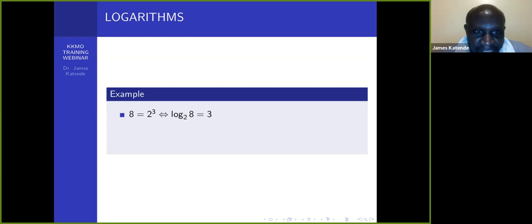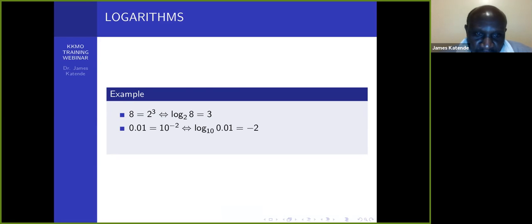So here are some examples just to play around with the definition of the logarithm. If 8 is equal to 2 raised to 3, then we can say that the log of 8, base 2, is equal to 3. This is just straight from the definition.